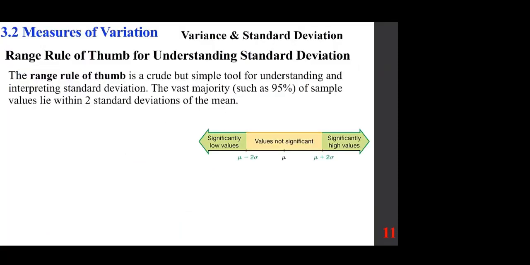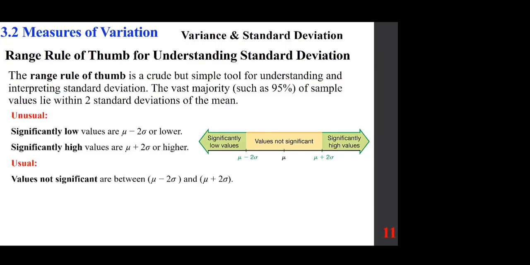Range rule of thumb. The range rule of thumb is a crude but simple tool for understanding and interpreting standard deviation. The vast majority, such as 95% of sample values, lie within 2 standard deviations of the mean. So that's why it's used as a standard, if you will: mu plus or minus 2 sigma, or for a sample, x bar plus or minus 2s. If a value is less than mu minus 2 sigma, or greater than mu plus 2 sigma, it is considered unusual. So it's unusually high or low.